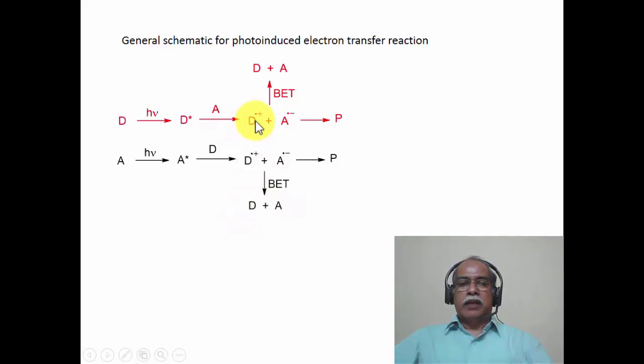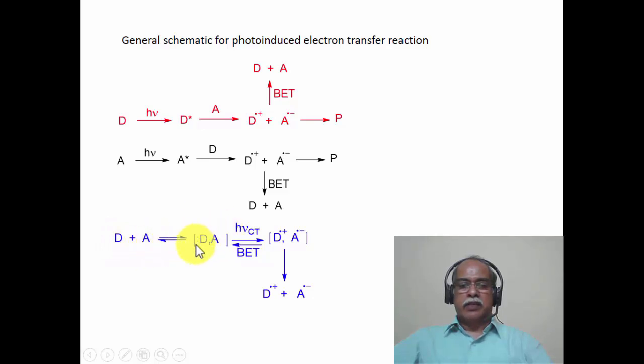So there are two types of electron transfer process that we have seen. One is in which the electron rich compound is excited to the higher excited state. Another one, the electron poor compound is excited to the higher electronic excited state. In addition to that, there is another process. The donor and acceptor molecules can form a ground state charge transfer complex. The DA written within the square bracket essentially represents a charge transfer state. So the donor and acceptor in the ground state itself form a charge transfer complex.